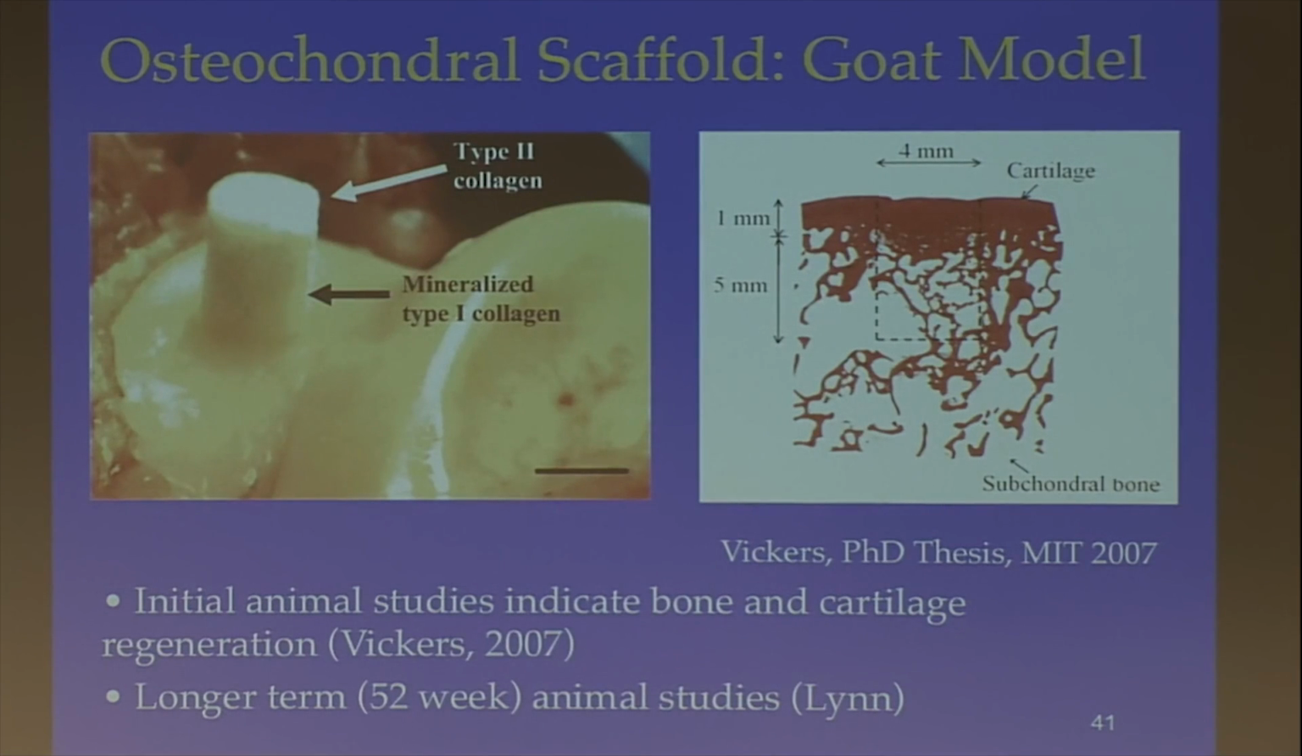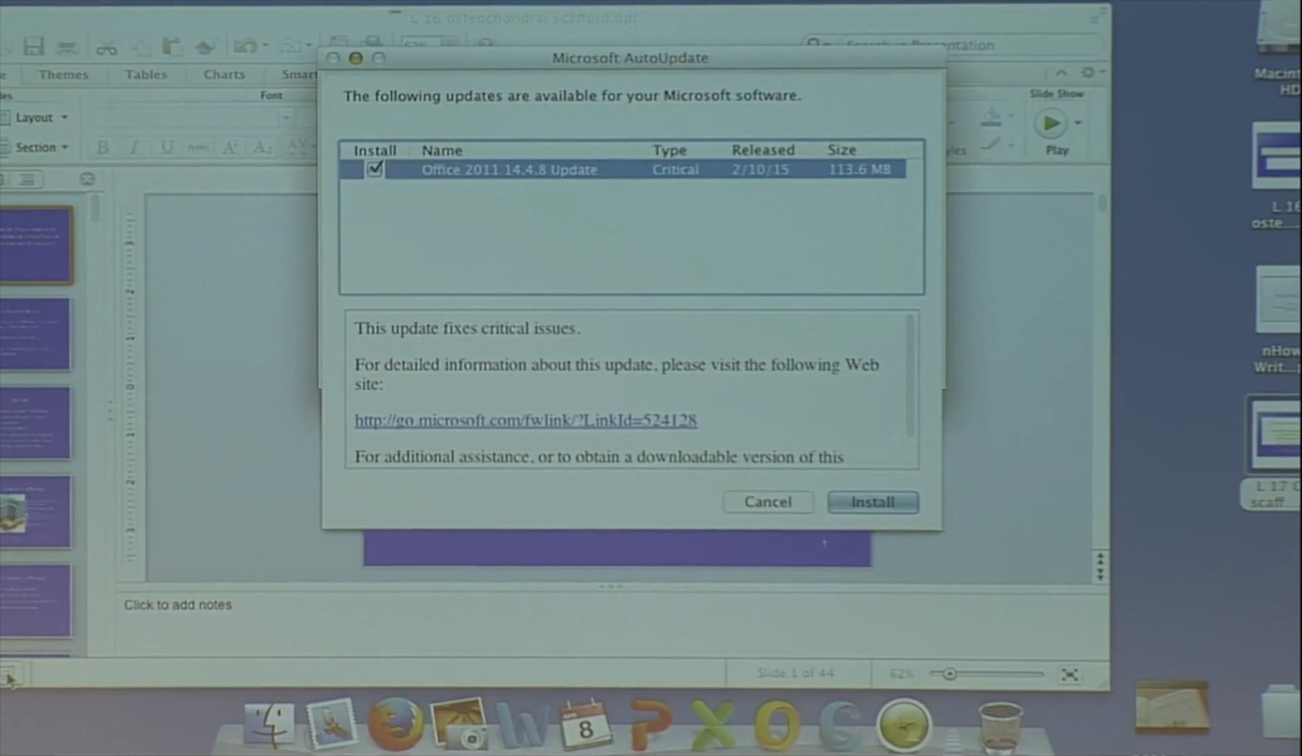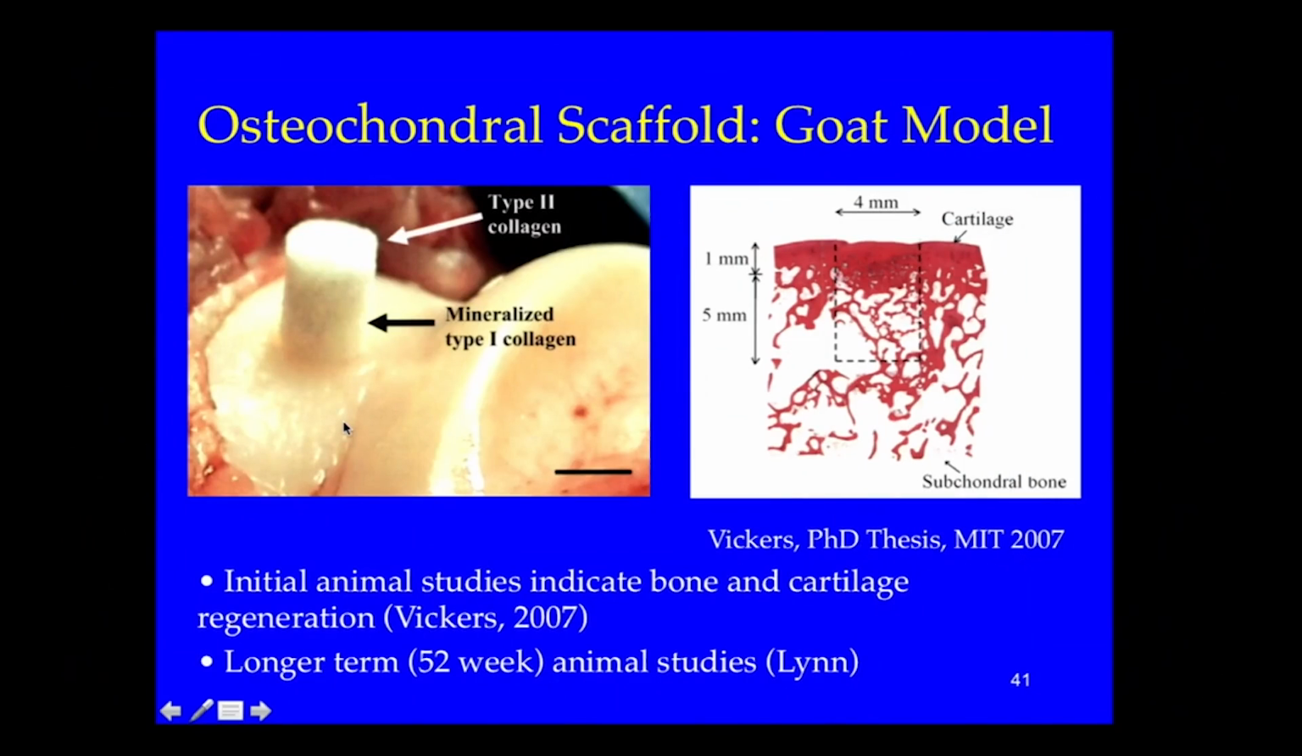And then finally, there was a student, Scott Vickers, who worked with Myron Spector at the Brigham. And oops, no, I don't want the weekly updates. Thank you. Sorry. Let me just get rid of this. Oop, where's my little mousy mouse? Oop, there we go. Okay.